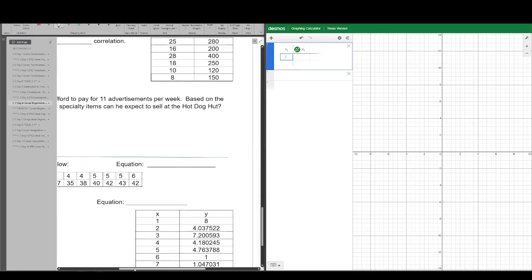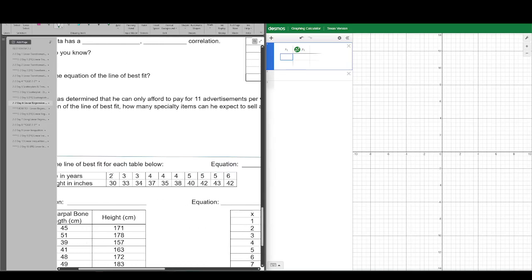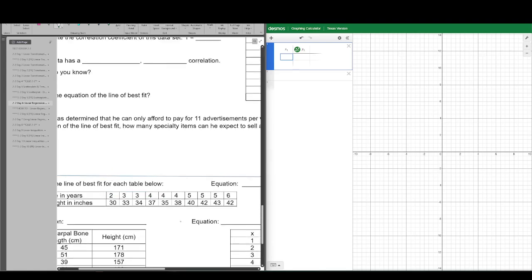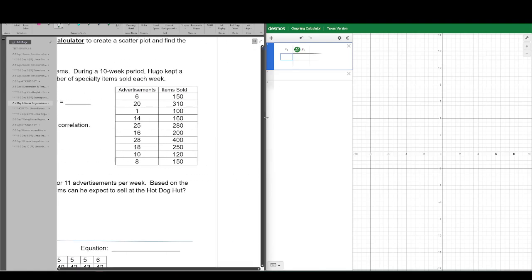If our table was sideways, like the one down here, remember that X is always the top row and Y is always the bottom row. So we would go across this row to make our first column in the table and across the bottom row to make the second column. So let's put in our table values here.